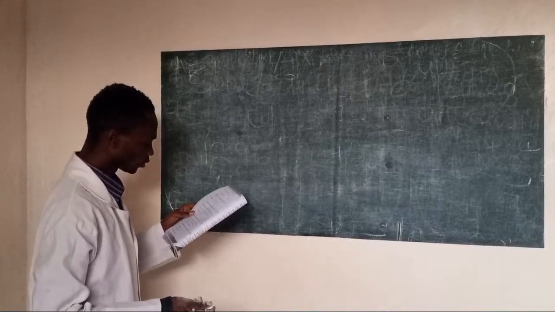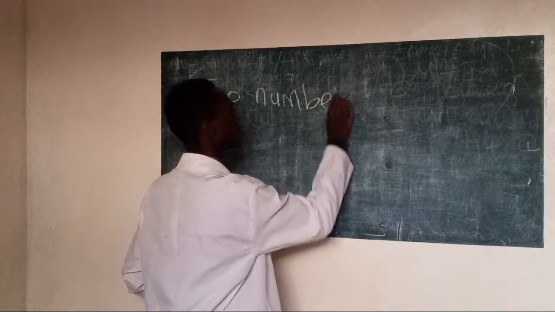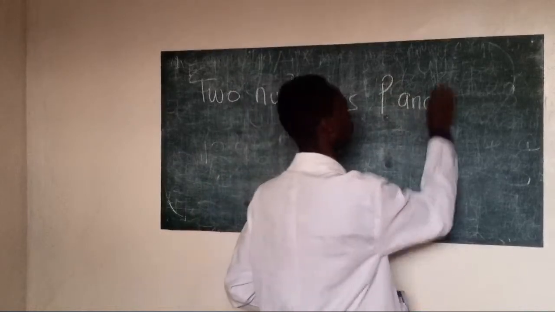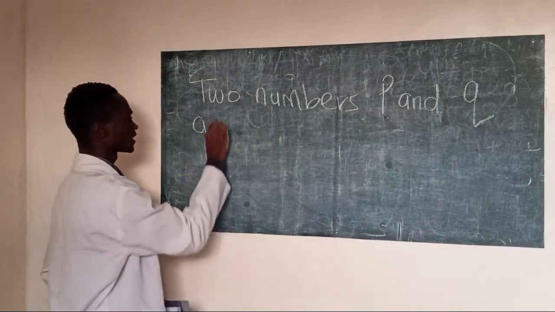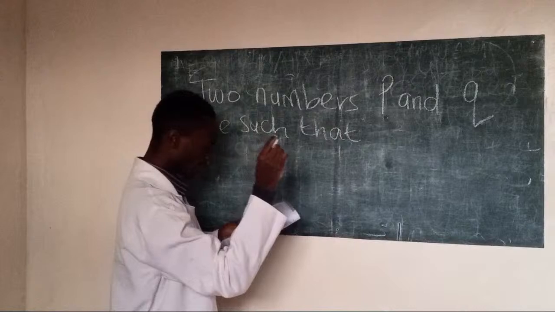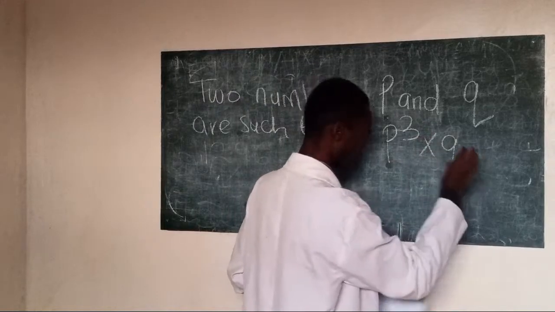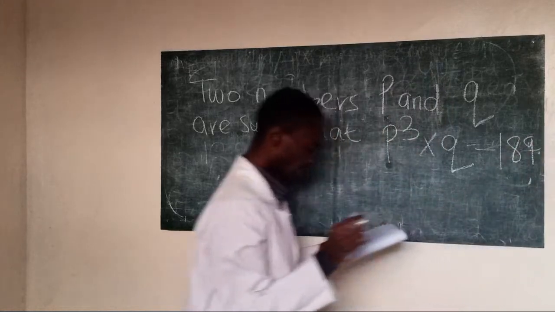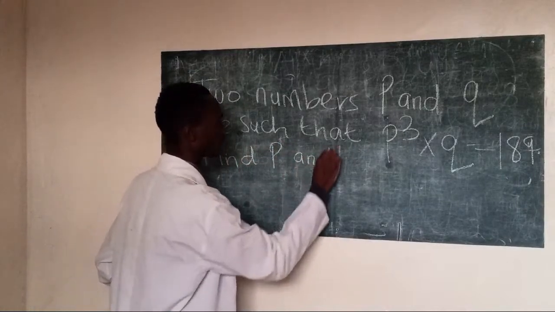It says two numbers P and Q are such that P raised to power 3 times Q is equal to 189, and 5 P and Q.